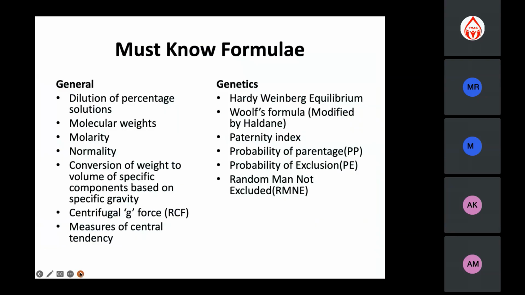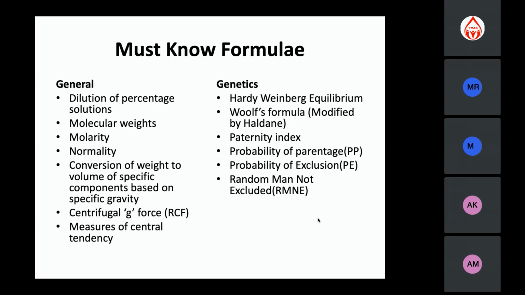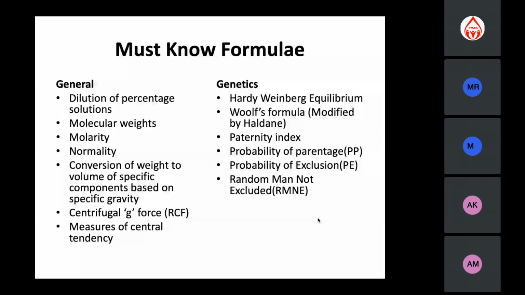And there are a few must-know formulas for those going for a postgraduate exam. In general, we need to know the dilution of percentage solutions. For example, you should know how to prepare a 5% albumin from a 20% albumin, which is commonly used for plasma exchange. We need to know about the molarity, normality, and centrifugal force formula. And we need to know about the genetics, Hardy-Weinberg equilibrium, which we discussed, and probability of parentage percentage.